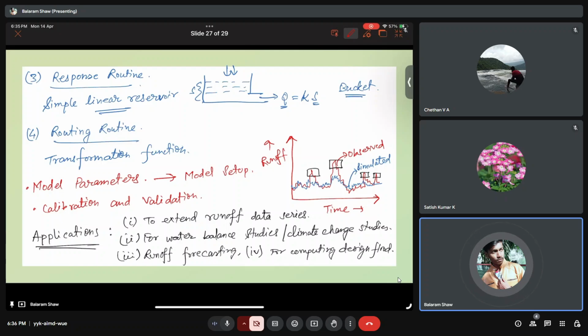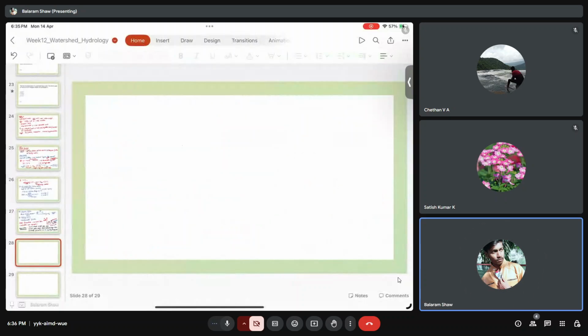Okay, so we'll do some questions on this HBV hydrological model and then again we'll come back.